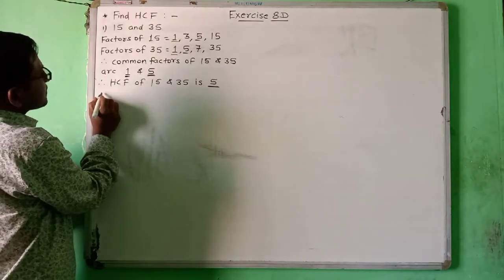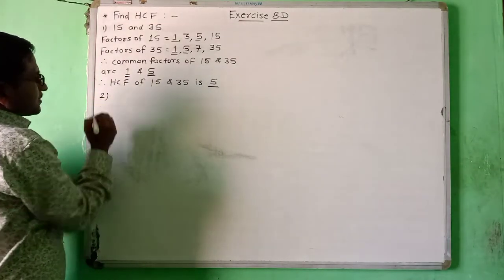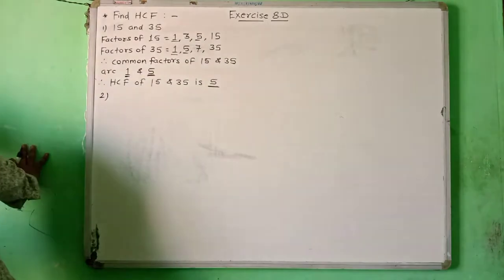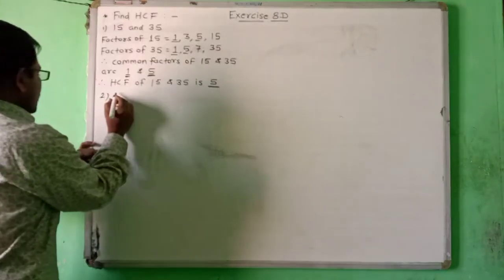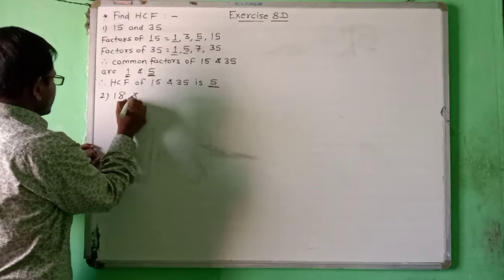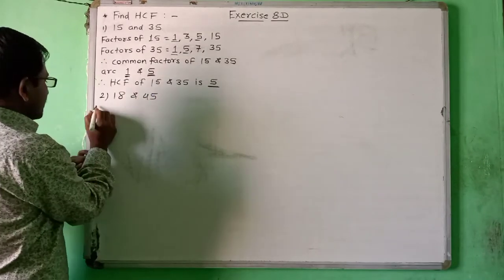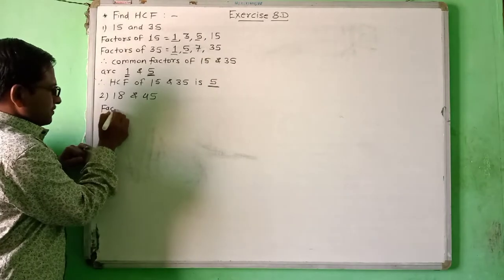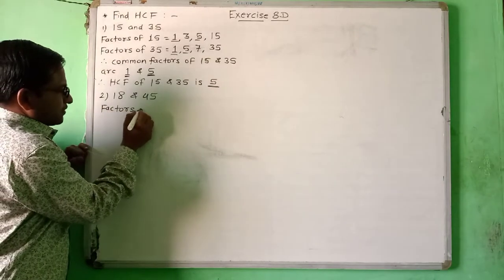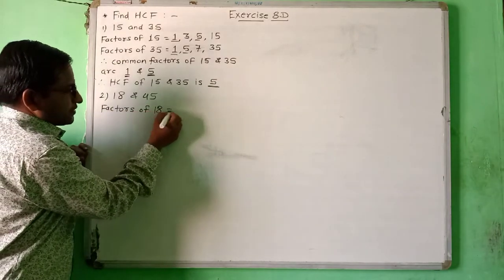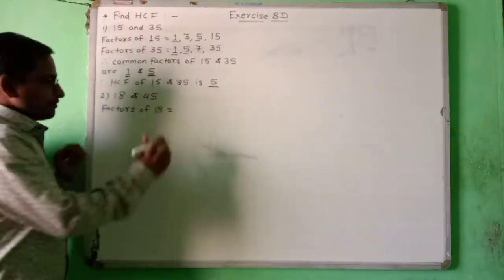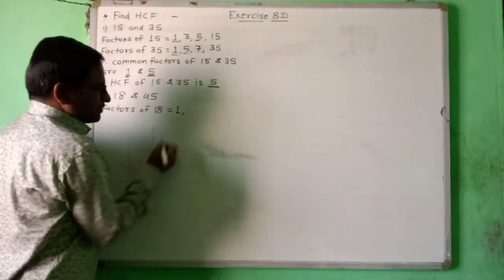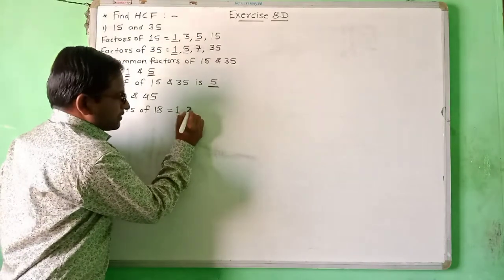Then next, second: 18 and 45. So first you find the factors of 18. Factors of 18: 1 is a factor of every number, so first you write 1. 2 times 9 is 18, yes.